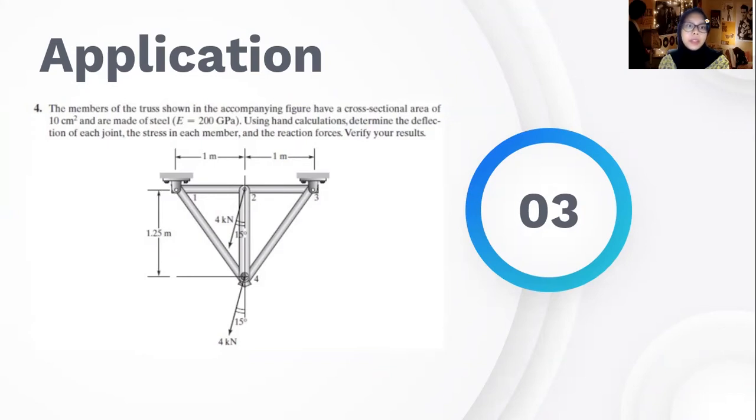The members of the truss shown in the figure have a cross-sectional area of 10 centimeters squared and are made of steel with 200 gigapascals. Using Open Modelica, we have to determine the deflection of each joint, the stress in each member, and the reaction forces. Now we're going to talk about how to solve these problems.